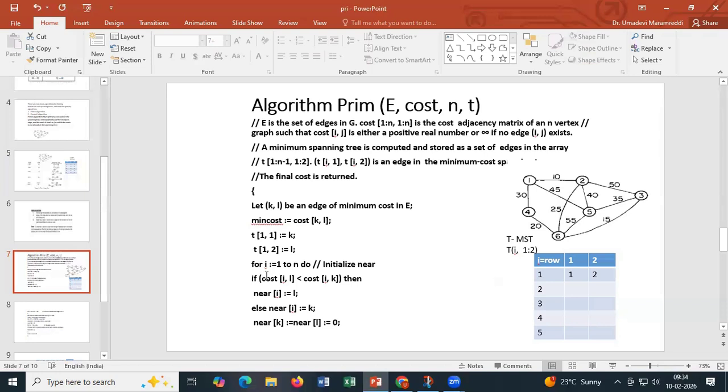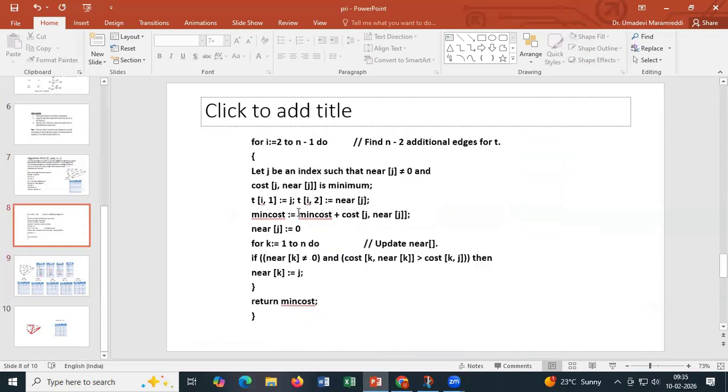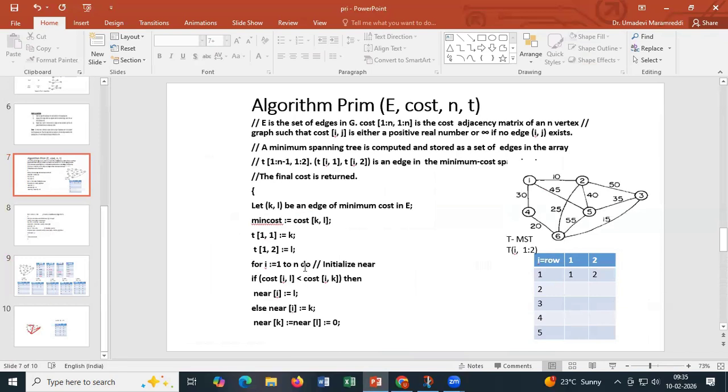So 1, 2 is in the spanning tree. Remaining vertices are not in the spanning tree, so you have to update near. K and L is added to the spanning tree. See here, 1 and 2 are added to the spanning tree, so near of 1 is 0, near of 2 is 0. The remaining vertices you have to update. For I equal to 1 to n, for each vertex you check whether it is near to 1 or near to K. Any vertex added to the spanning tree, you make its near 0. So near of 1 equal to 0 and near of 2 equal to 0. You have to update like that.